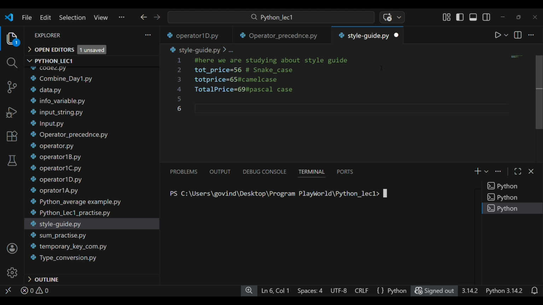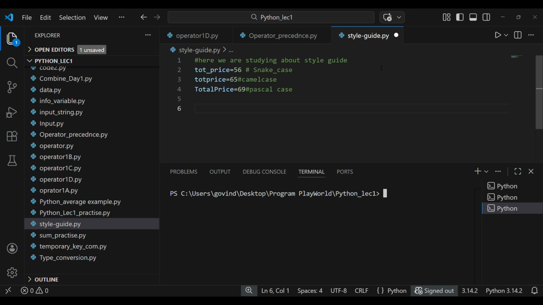After that, the second type of style guide is camel case. What is a camel case? Camel case tells that whenever you write a variable name following this style guide, all the alphabets or letters that you use are in lowercase. The last one is Pascal case. Pascal case tells that whenever you give a name to a variable, the first letter of each word is going to be a capital.